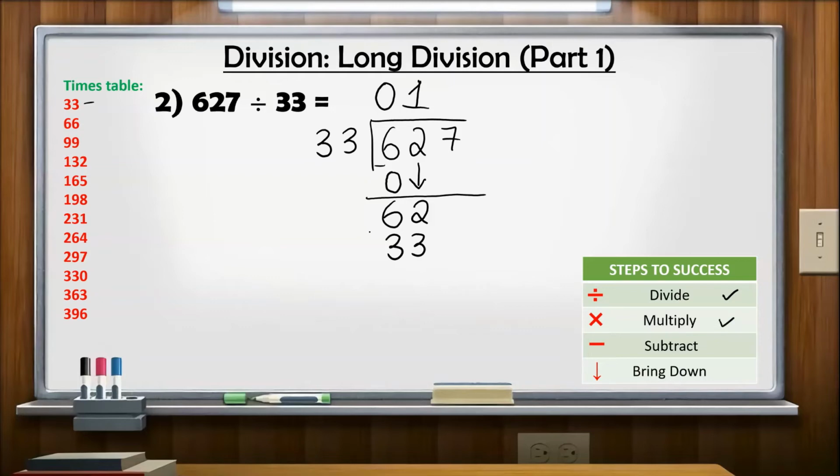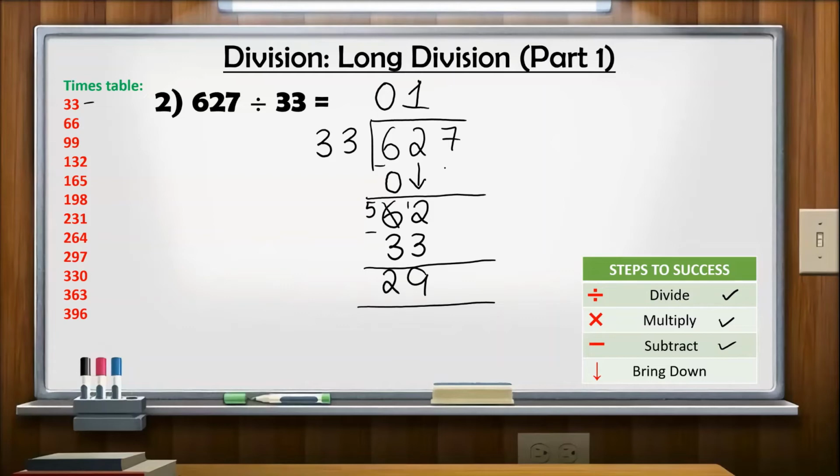Next step is to subtract. So I'm going to do 62 take away 33. And because it's set up as a column subtraction, I can do the subtracting. So 12 take away 3 is 9. 5 take away 3 is 2. And the next step is to bring down my next digit.